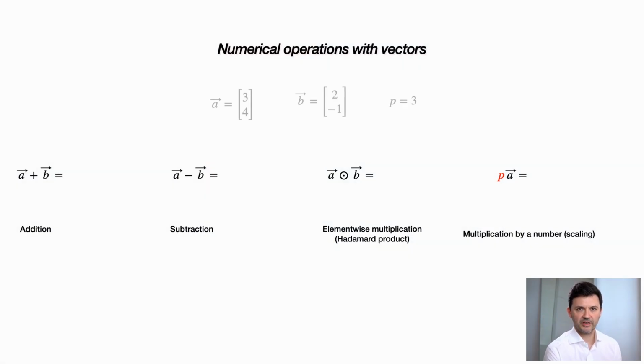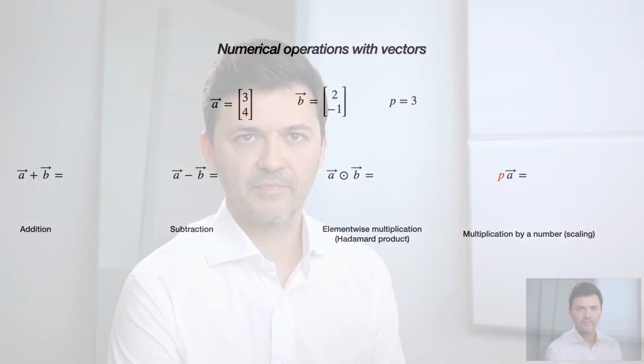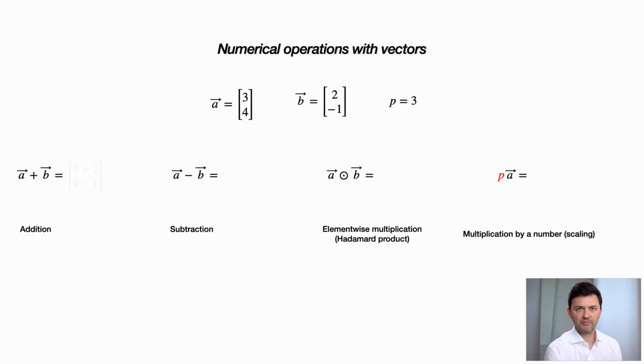Okay, let's now perform some elementary numerical operations with vectors. We have two concrete vectors, a, 3 and 4, and b, 2 and -1, and we have a real number, p. So what would be then the result of an addition of these two vectors? Well, we simply add x components, 3 to 2, and we add 4 to -1. So what we get is a vector 5 and 3.